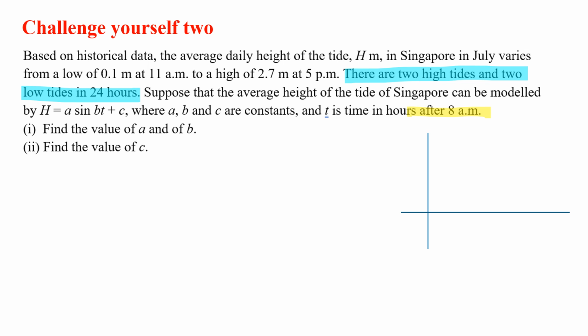The low point is at 0.1 meter at 11 a.m. The high point is at 2.7 meter at 5 p.m. You can model this using H equals to A sine B T plus C, and T starts after 8 a.m. So you are asked to find the values of A and B and also the values of C, which is not difficult because amplitude is just maximum minus minimum divided by 2, right? That will give you the amplitude.